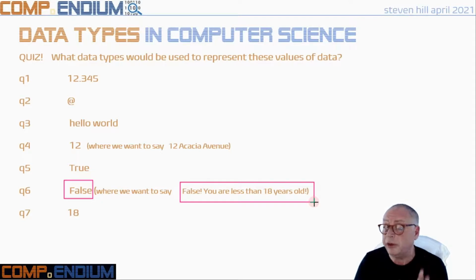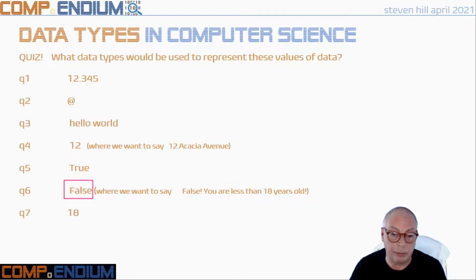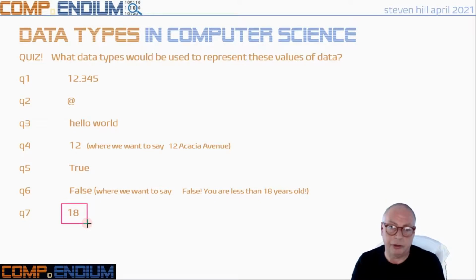So in this particular context, false would be stored as a string data type. Okay, it's being used to communicate using text. Now the last one is a number. It's 18. I've not given you any other context. So that must be an integer data type because it's being used as a number. We're going to do some maths maybe with 18. It doesn't have a decimal point, so it must be an integer data type, or we would represent it as an integer data type in a computer program.